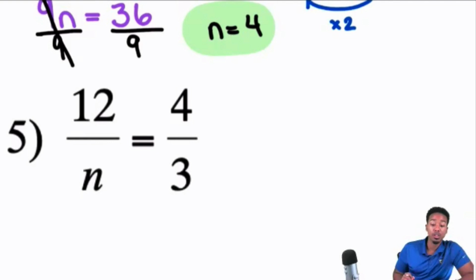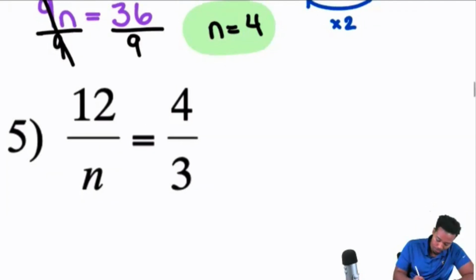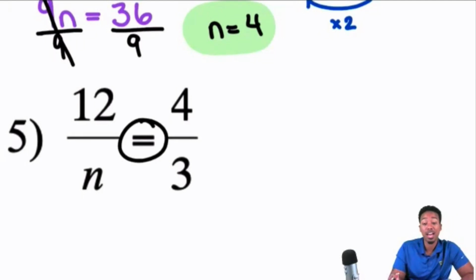Janice, cross simplifying works when you're multiplying fractions. This is different. This is a proportion. Fractions are equaling each other here. So I want to make sure that you understand that they are different.